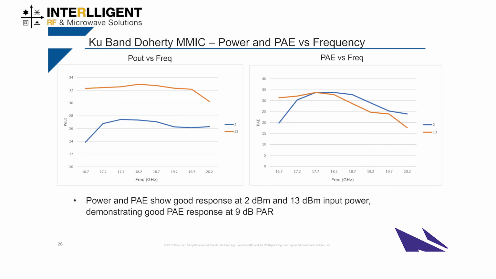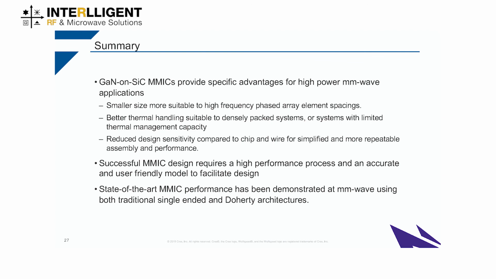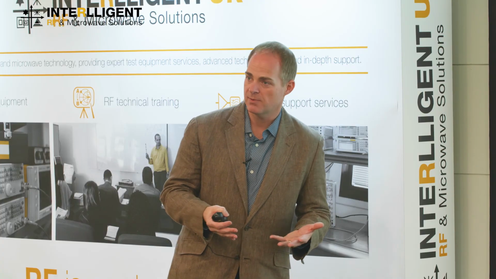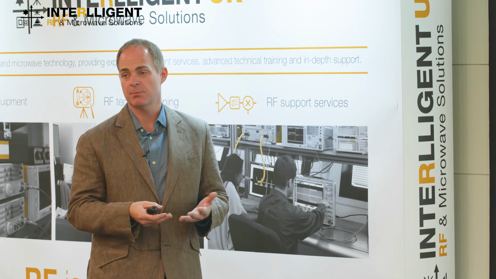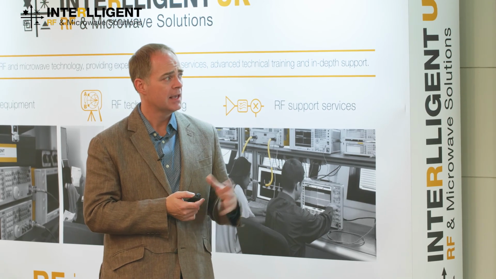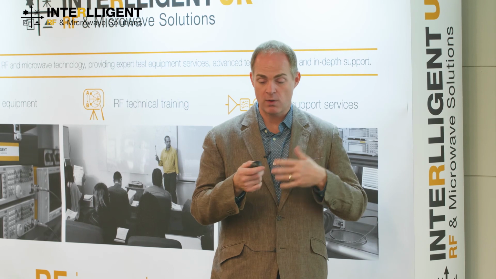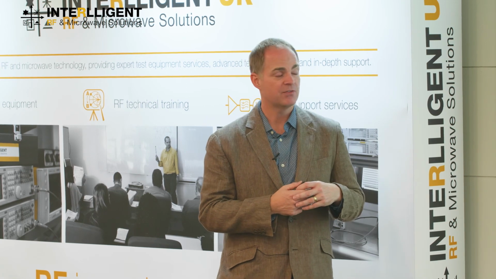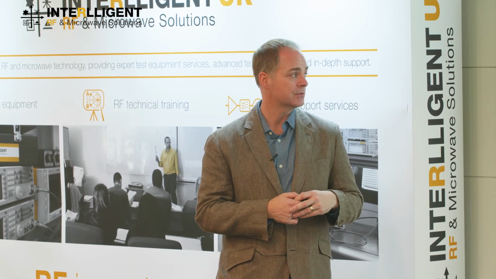So that's it. GaN on silicon carbide MMICs can provide specific advantages for high frequency, high power applications: smaller size to make it actually integrable into some of these phased array applications, and better handling of thermal in these densely packed systems because of the higher thermal conductivity of the silicon carbide substrate, and also the higher junction temperature robustness of GaN intrinsically. And then you can reduce design sensitivity compared to chip and wire or pre-assembled devices, which is the main reason that in particular the Doherty amplifier was pursued in this application at these frequencies.